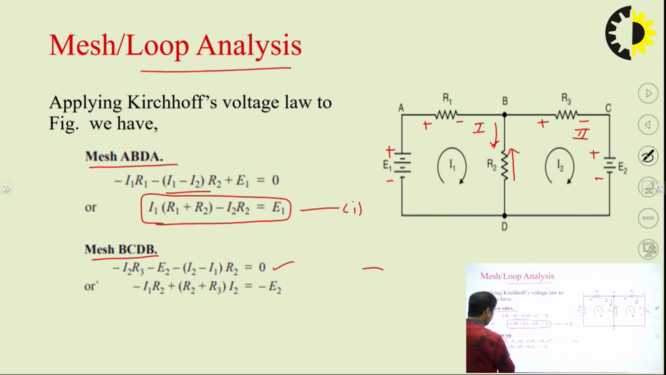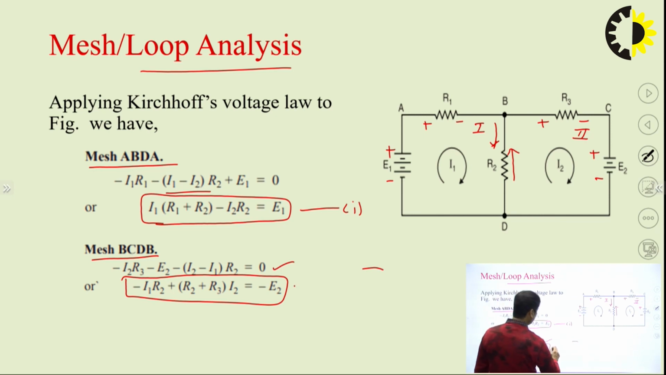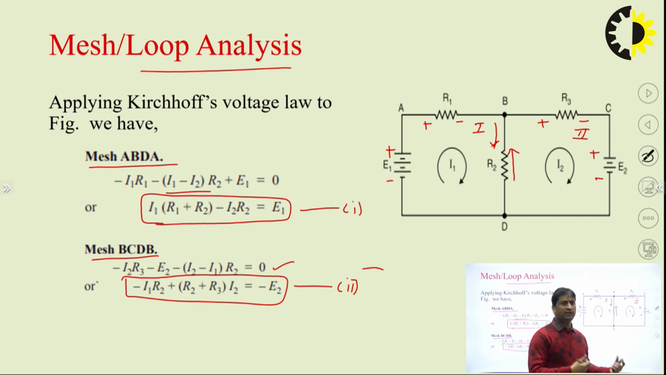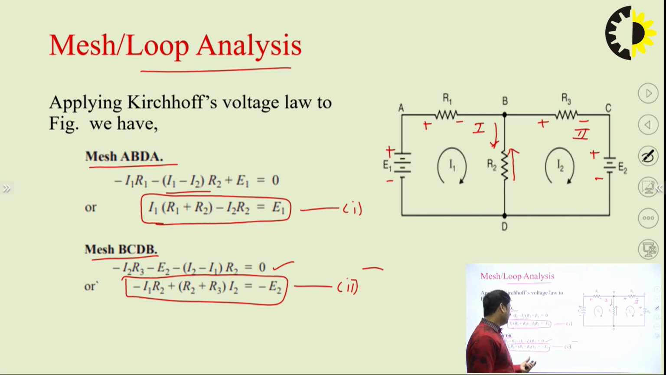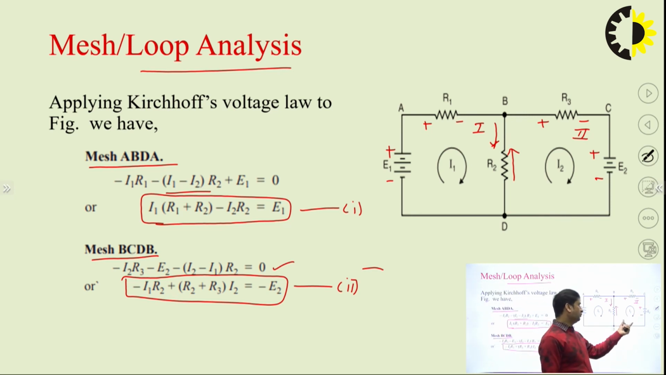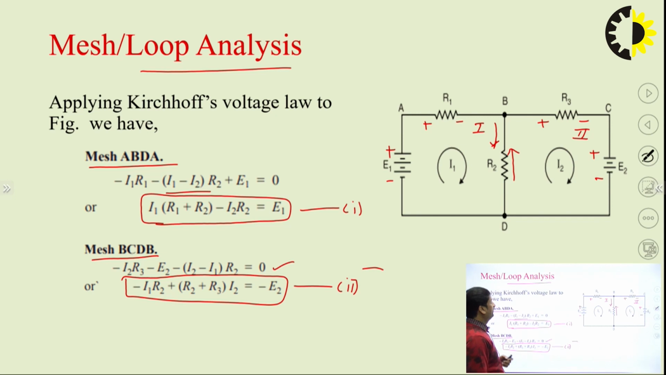And then when we rearrange this, we will get this value, this is our second equation. Let us assume that it is equation number 2. So we have two equations in terms of I1 and I2. Two equations, two variables, we can easily solve them, and we will get the values of I1 and I2. When we have the values of I1 and I2, we can find the current in any branch actually. So this is the basic methodology which we use in mesh and loop analysis.